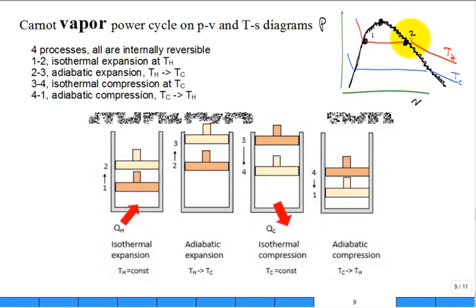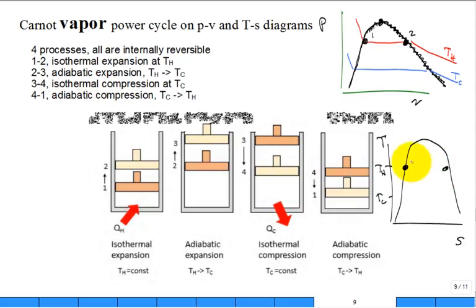Now, what's going to happen? Adiabatic. Let's do the temperature entropy diagram at the same time. Temperature entropy, here is TH, here is TC. You can have a dome, and guess what? Saturated liquid to saturated vapor, there's state 1, there's state 2.